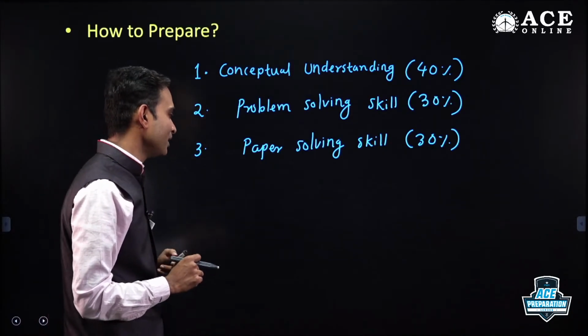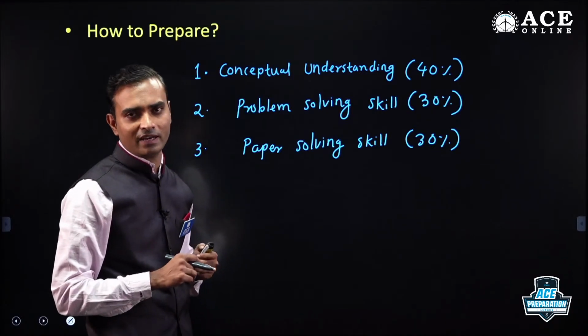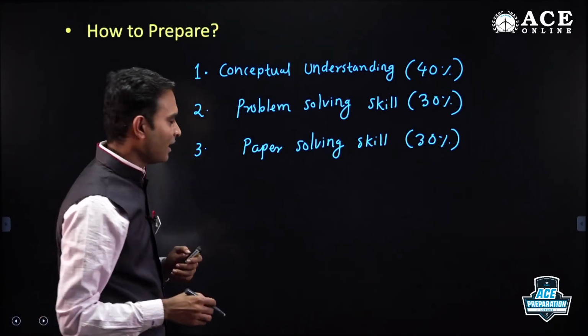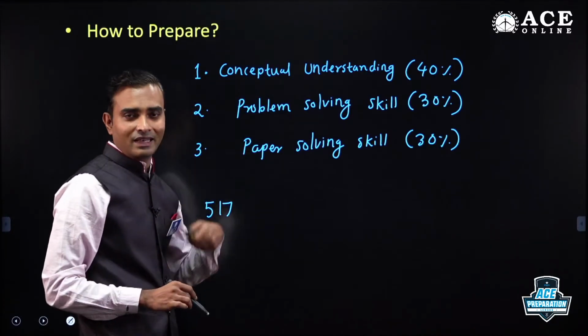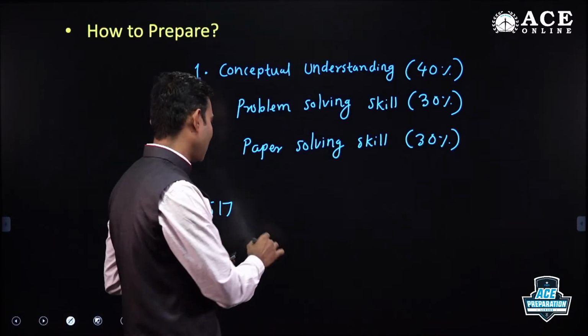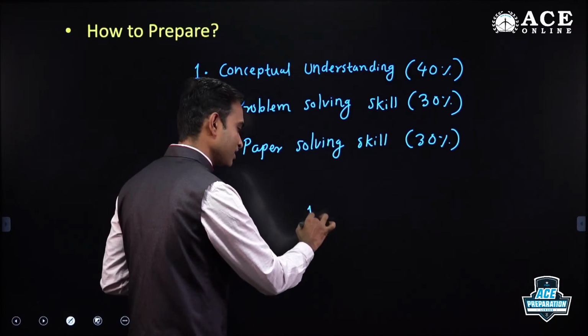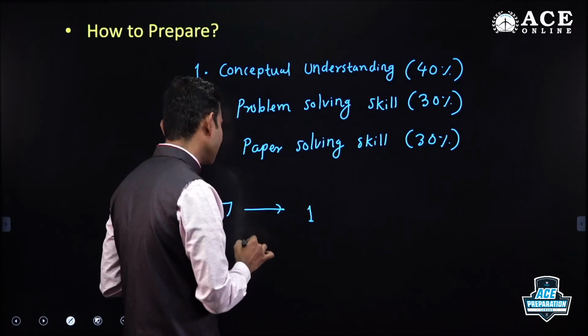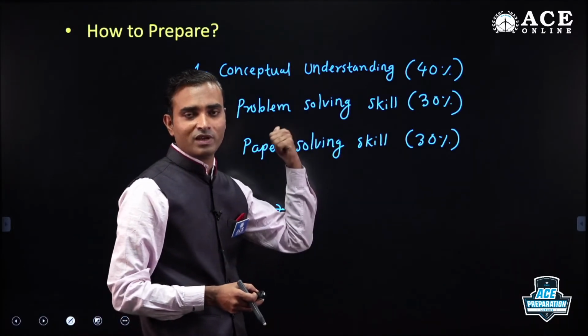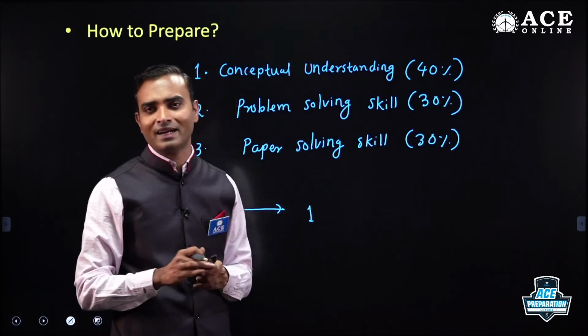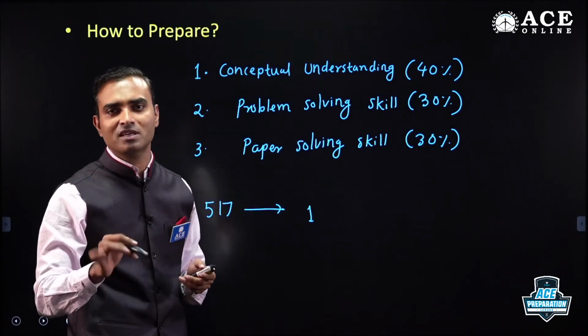I'll tell from my example. So when I appeared for GATE in my final year, I scored 517 rank. Next year, after taking 1 year gap, I scored first rank. The difference between 517 and first rank only was this paper solving. Because when I attempted GATE in final year, at that time I made many mistakes in the paper.